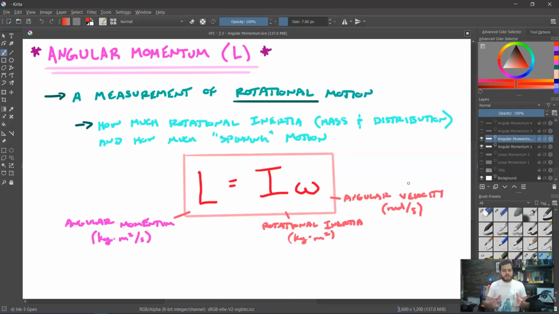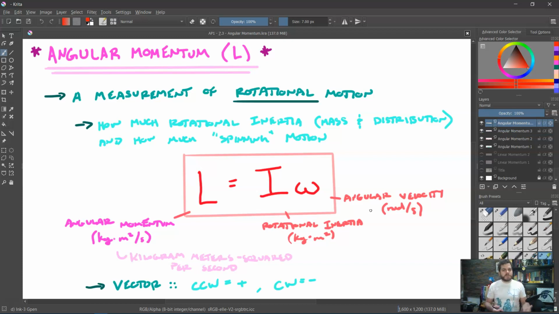Alright, well if that's the case, we should be able to figure out what the equation is for angular momentum. Much like linear momentum was mass times velocity, angular momentum is the rotational equivalent of mass times the rotational equivalent of velocity. So L is equal to I omega, where the angular momentum is in units of kilograms meters squared per second. That is a bit of a mouthful of a unit, but it's just really the units of the other two combined, because it's equal to I times omega, where I is the rotational inertia in kilograms meters squared, and omega is the angular velocity or the rotation rate in radians per second. And additionally, angular momentum is also a vector, and typically we say if it's in the counterclockwise direction, it's positive. If it's in the clockwise direction, it's negative.